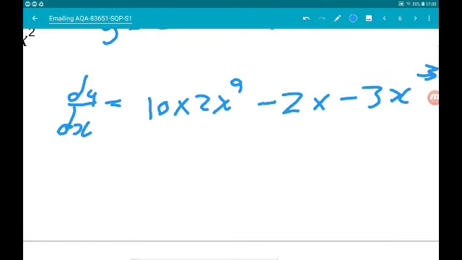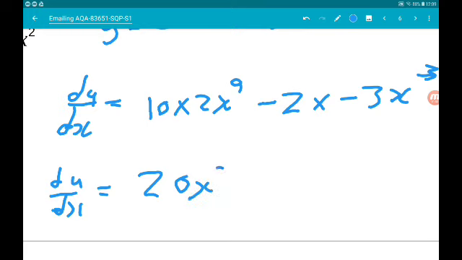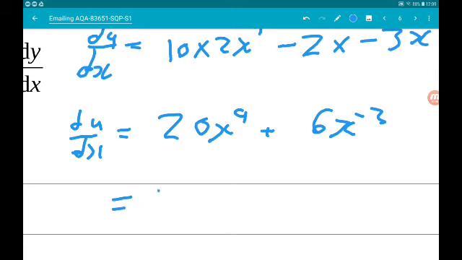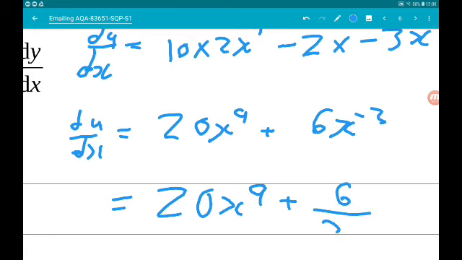So dy by dx is 20x to the power 9. Now minus 2 times minus 3 is positive 6. So it's add 6x to the minus 3, which we could write as 20x to the 9 add 6 over x cubed. Either form is absolutely fine.